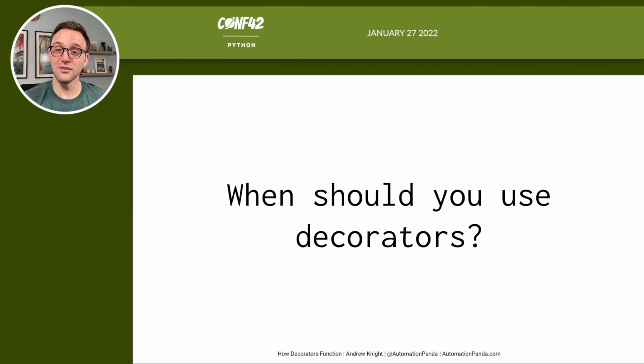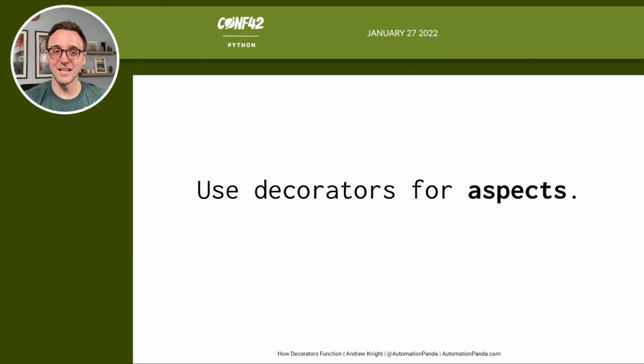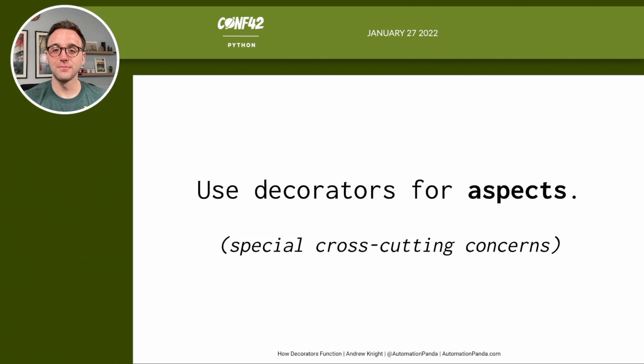When should you use decorators in your Python code? Use decorators for aspects. An aspect is a special cross-cutting concern. There are things that happen in many parts of the code, and they frequently require repetitive calls. Think about something like logging. If you want to add logging statements to different parts of the code, then you need to write multiple logging calls in all those places. Logging itself is one concern, but it cross-cuts the whole code base.